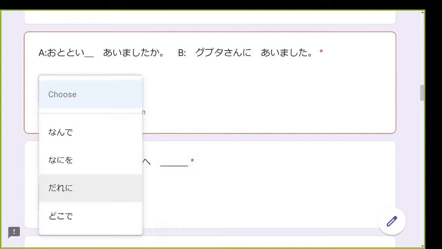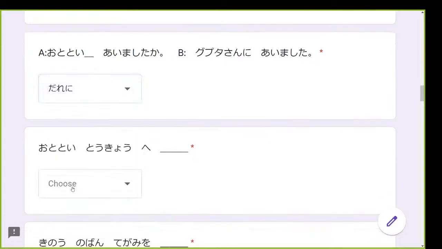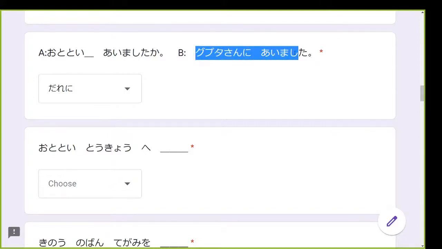おととい、誰に会いましたか？久保田さんに会いました。Okay. So our answer is 誰に, dare ni. おととい誰に会いましたか？You're asking here not where, but who you met two days ago. So you're saying here I met Kubota-san.